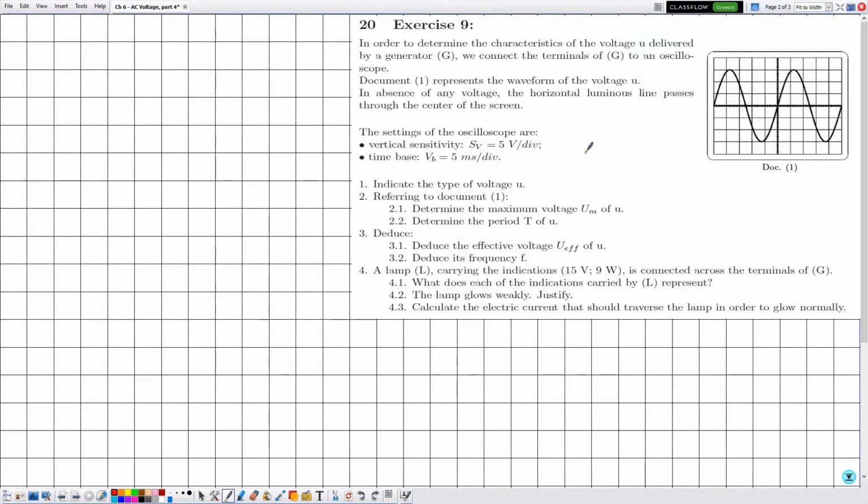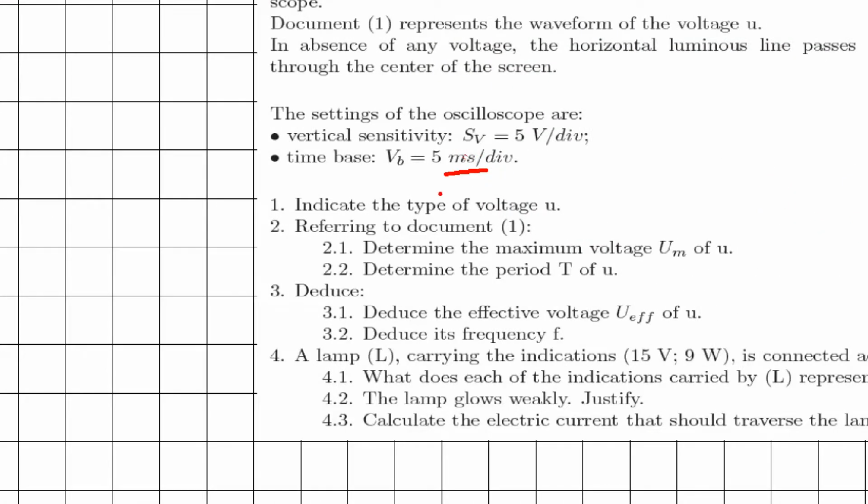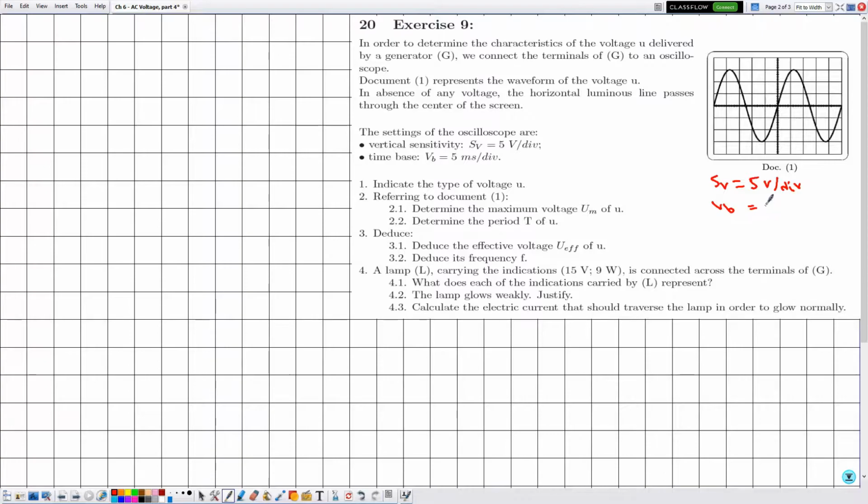Now they are telling me the settings of the oscilloscope are SV is equal to 5 volts per division, whereas SH is equal to, now notice that millisecond is not the SI unit of time. In order to convert from milliseconds to seconds, we divide by 1000. So this is equal to 0.005 seconds per division.